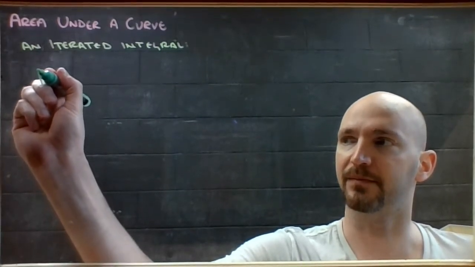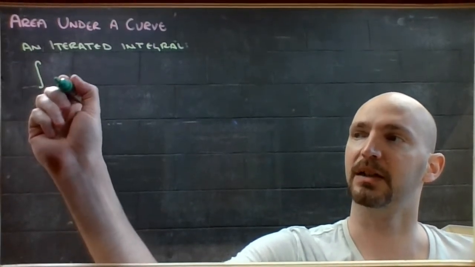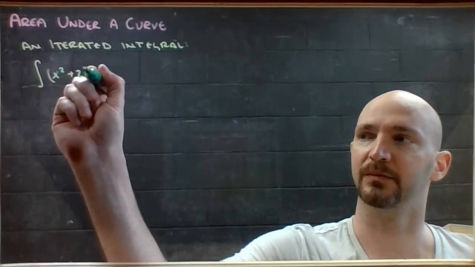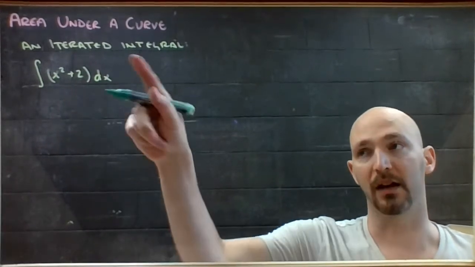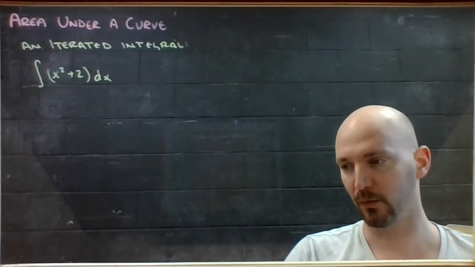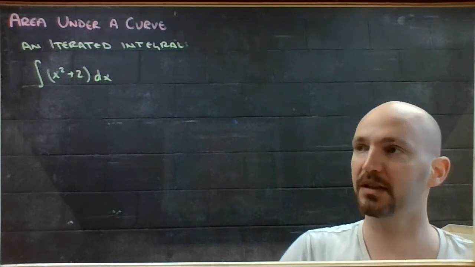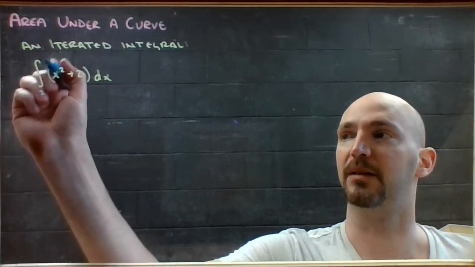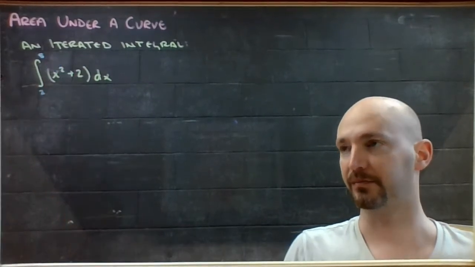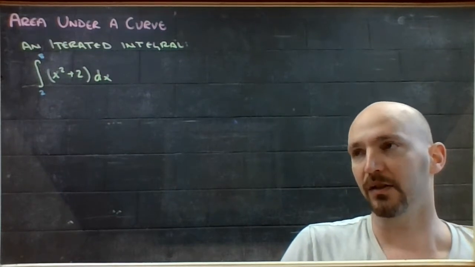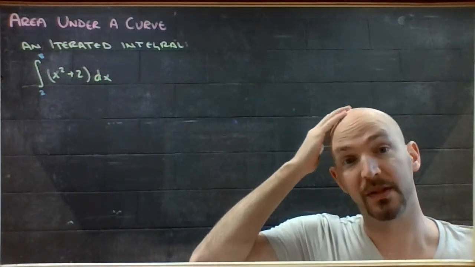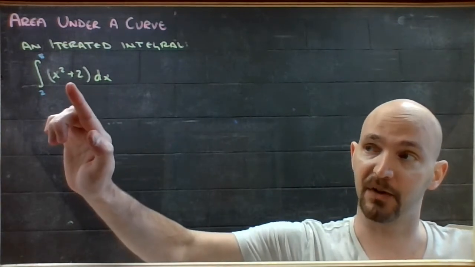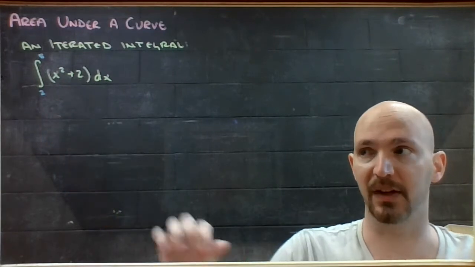Okay, so if I were to take this integral here, the integral of x squared plus 2 dx, and I was going to make it an iterated integral, what I would add to that are two numbers. One at the bottom of the integrand here. Let's go from, let's say, 2 all the way up to 5. So what this is doing ultimately is asking me to find the area between the x-axis and the function x squared plus 2, between the x values of 2 and 5.